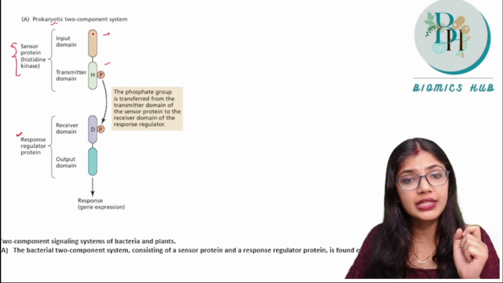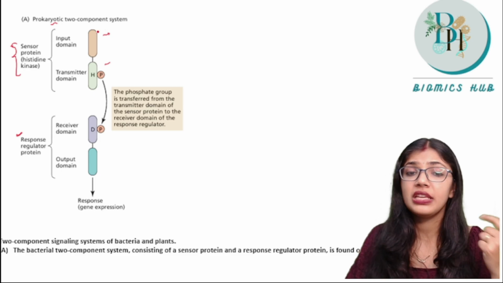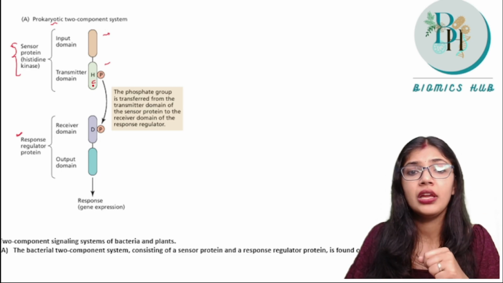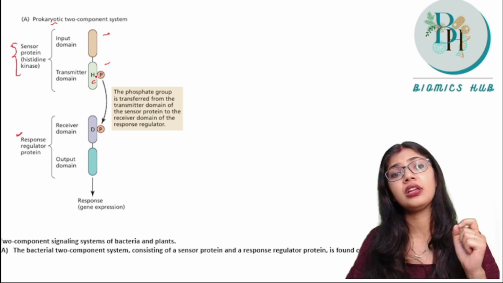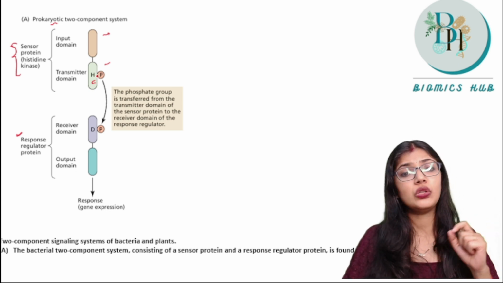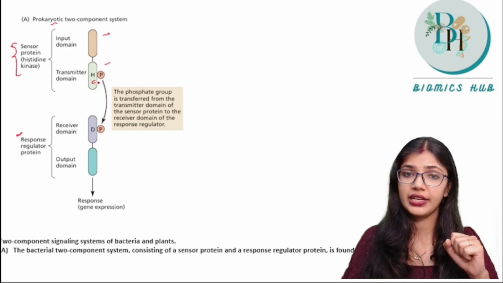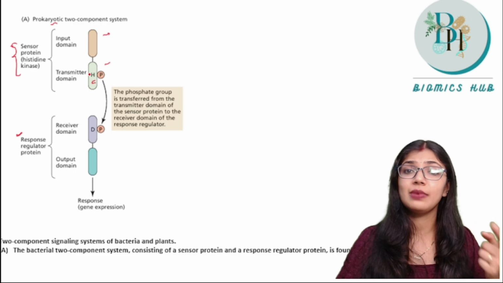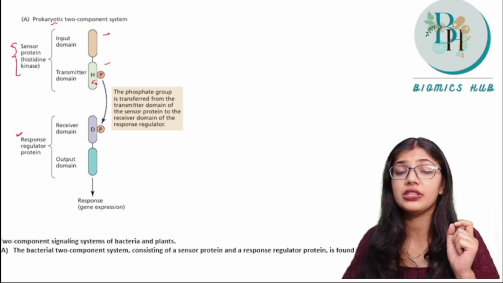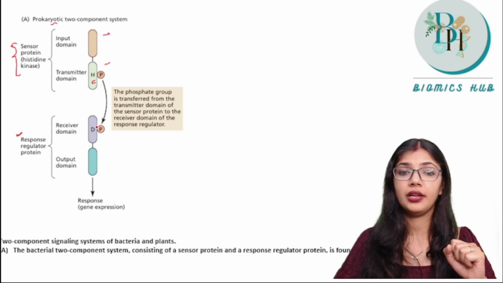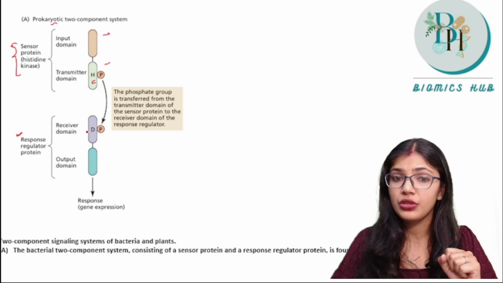After the sense is taken by the input domain, there is phosphorylation of the histidine, and this histidine domain is a kinase. So now this transmitter domain which has a histidine is phosphorylated. After the phosphorylation, it is activated. As this is a kinase, it can transfer a phosphate to the other part. It will transfer the phosphate to the receiver domain.